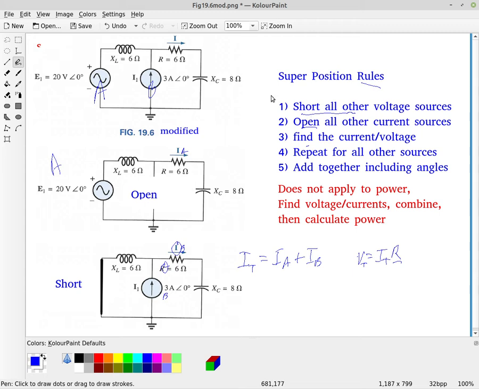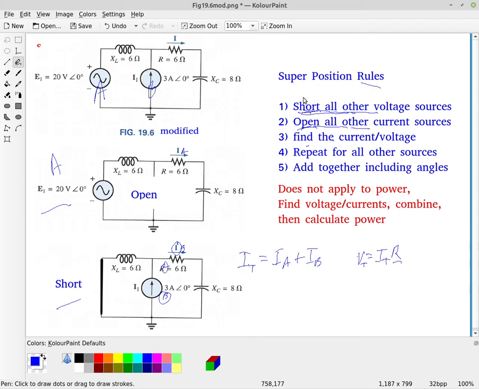So the rules say start with a source, label them A, B, C, and for the first source, you go through, and any other voltage sources you may have, you're going to short them. Any other current sources, you're going to open those. So you short voltage sources, open current sources. You're going to find your voltage or current through your particular element or branch of a circuit, and then you're going to go through and do the next source.